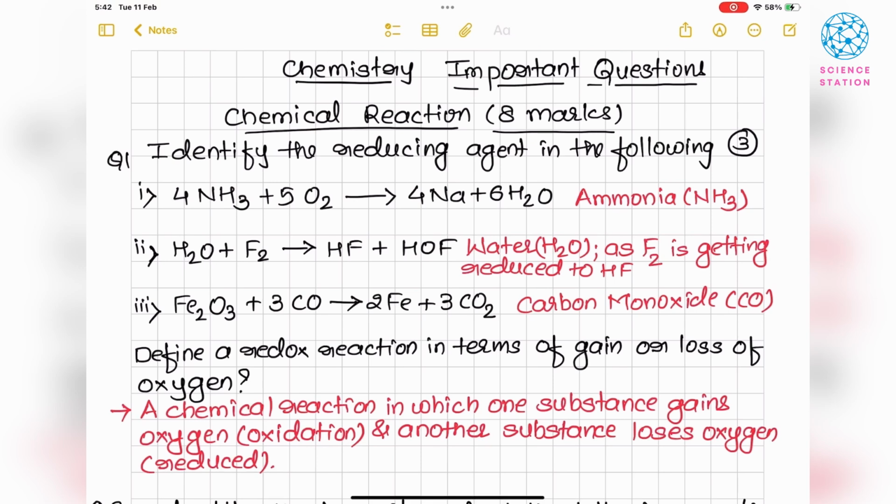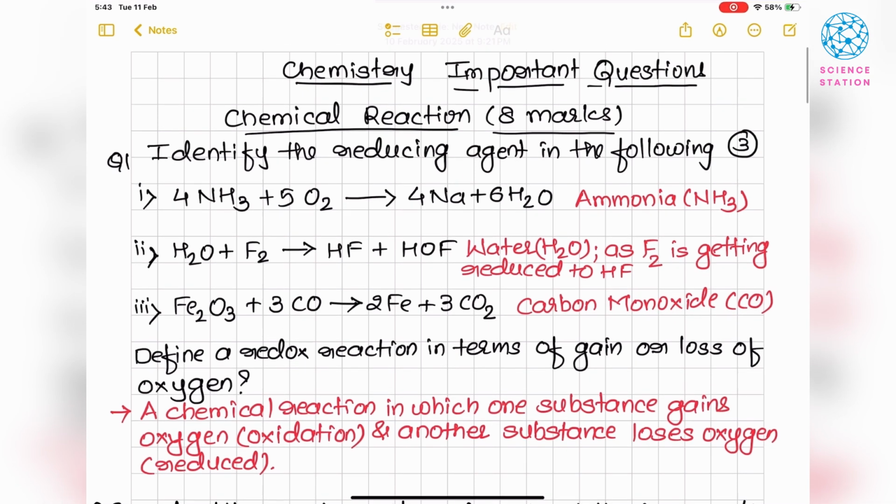Now, let us discuss some of the important questions of chemistry for class 10th. The first chapter we are going to discuss is chemical reactions. Question 1. Identify the reducing agent in the following. 4NH3 plus 5O2 gives 4NO plus 6H2O. Here the reducing agent is ammonia, that is NH3.